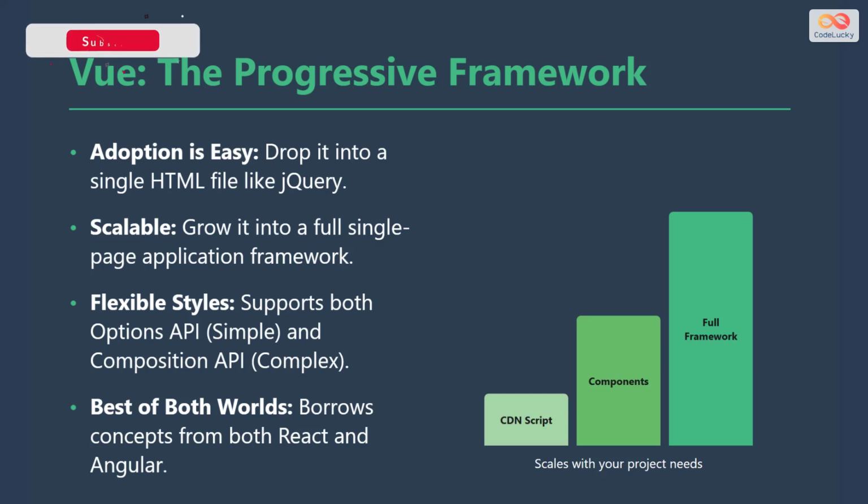Then we have Vue, often called the progressive framework. Vue sits nicely in the middle. It is designed to be incrementally adoptable. You can drop it into a simple HTML page like a script tag, or scale it up to build a complex single-page application. It offers the best of both worlds, borrowing the component model from React and the templates from Angular.